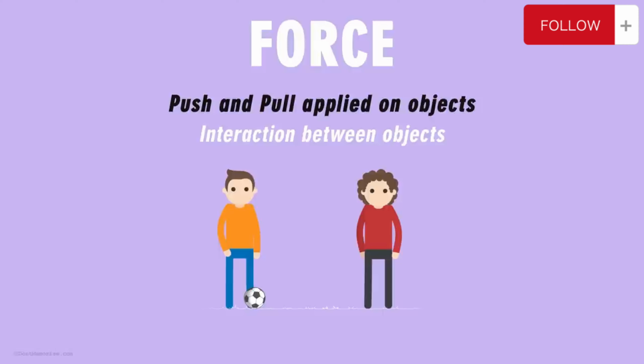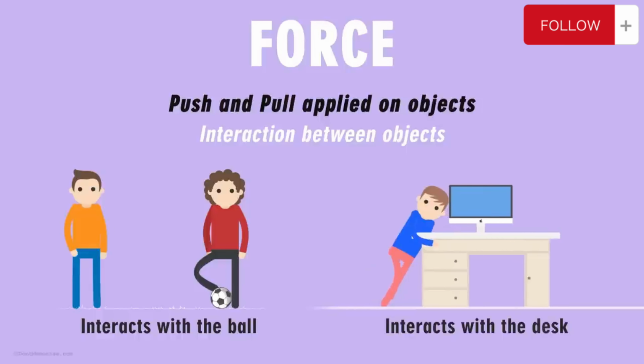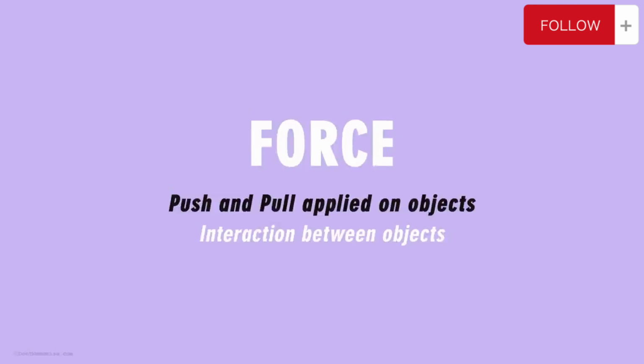Forces result from the interaction between bodies or objects. What does that mean? Let's go back to the first example in this video. To pass the ball to his teammate, the player must interact with the ball. He interacts with the ball by kicking it. The ball and the player interact with each other. As in the second example, to move the desk from point A to point B, the person must interact with the desk. We will study more about these interactions in future videos.